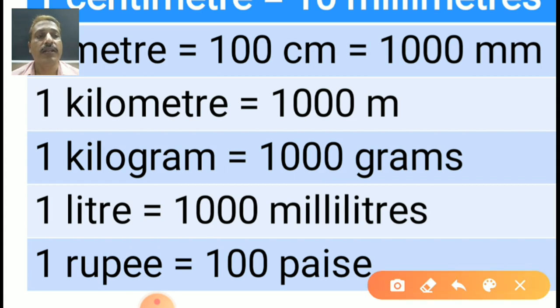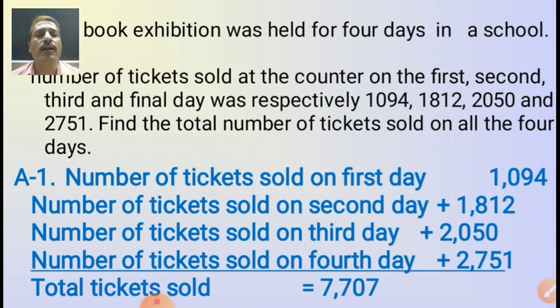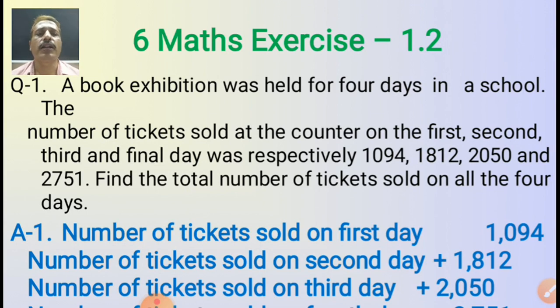Let's begin our today's exercise 1.2, question number 1. See student, read the question carefully. I number of times told you, read the question more than 2 times. A book exhibition was held for 4 days in a school. Do you know what is an exhibition? Yes, demonstration, showing and selling the books.